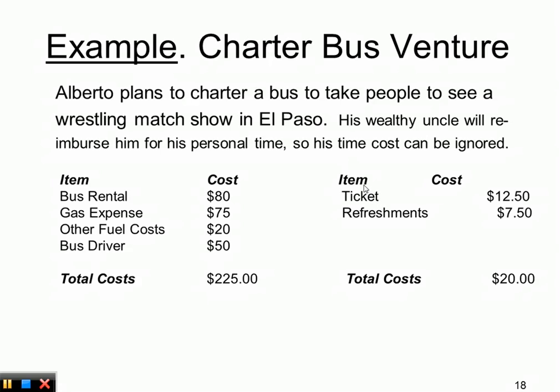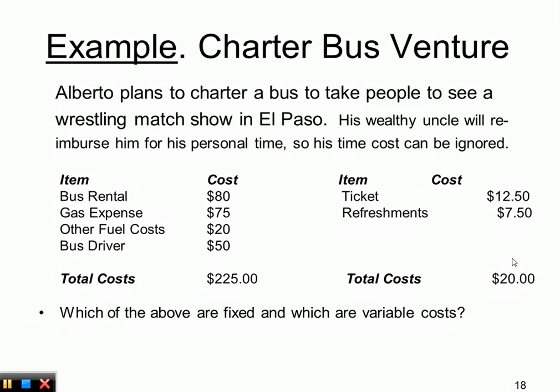And then we have the tickets and refreshments, each costing, respectively, $12.50 for the ticket and $7.50 for refreshments. If we add these, they add up to $20. So the question is, which of the above are fixed and which are variable costs?